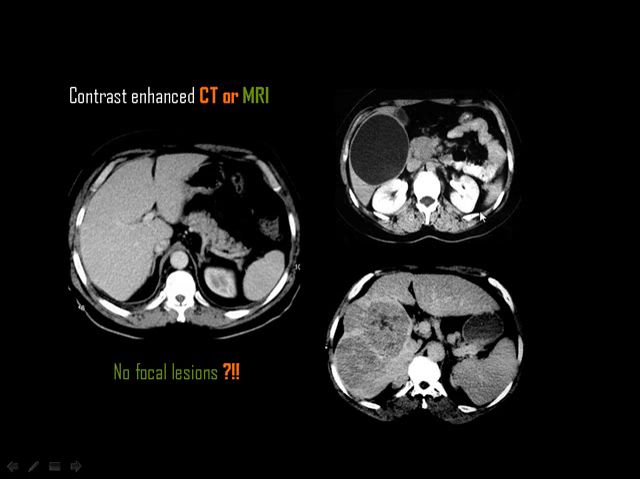Number 1 is hydatid cyst. Number 2, abscess. Yes, hydatid cyst, abscess, whether pyogenic or amoebic. Number 3, simple cyst. Number 4, hemangioma, which is the most common.